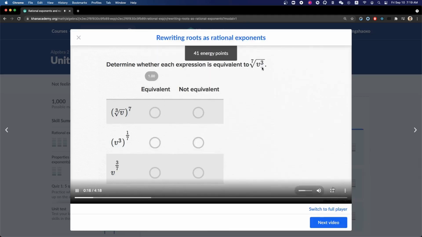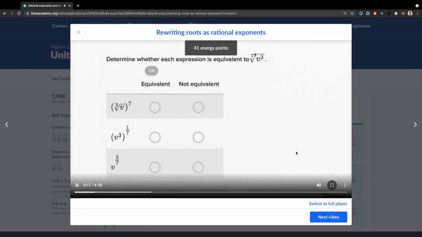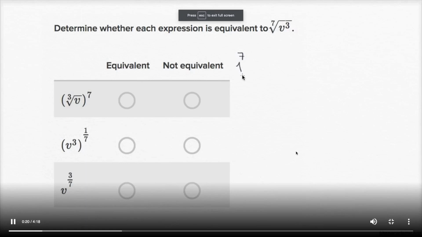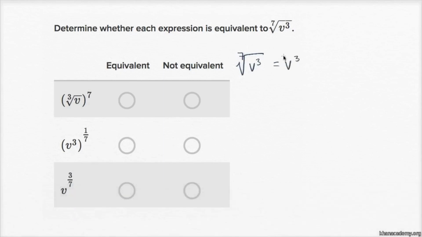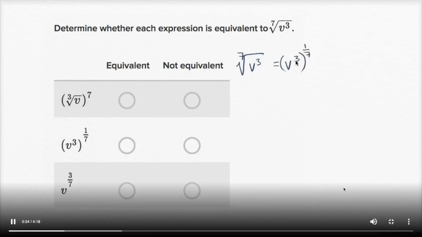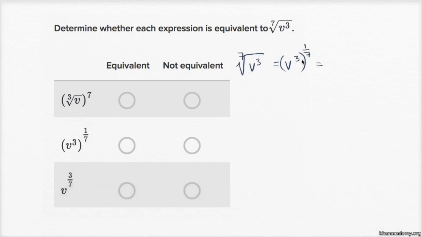One way to figure out if things are equivalent is to just try to get them all in the same form. So the 7th root of v to the 3rd power: the 7th root of something is the same thing as raising it to the 1/7 power. So this is equivalent to v to the 3rd power raised to the 1/7 power. And if I raise something to an exponent and then raise that to an exponent, that's the same thing as raising it to the product of these two exponents. So this is going to be the same thing as v to the 3 times 1/7 power, which of course is 3/7.